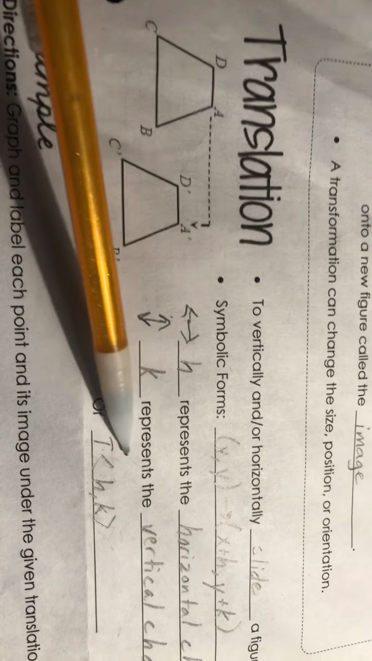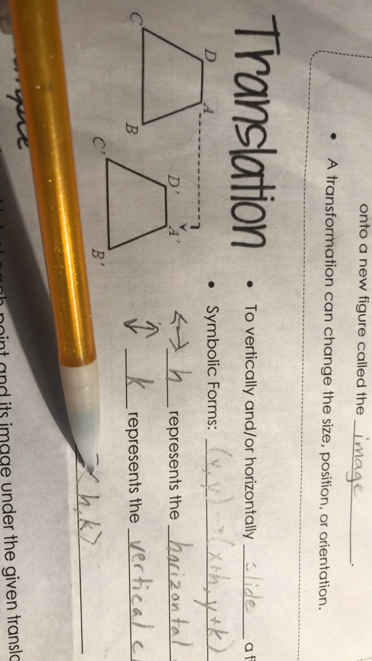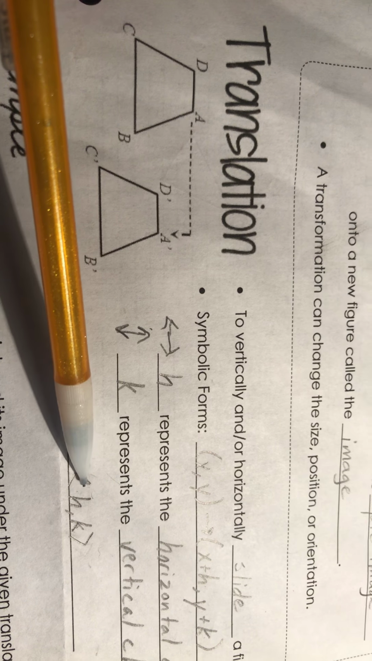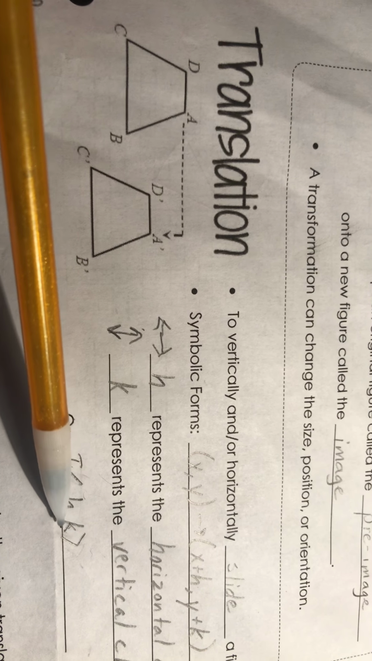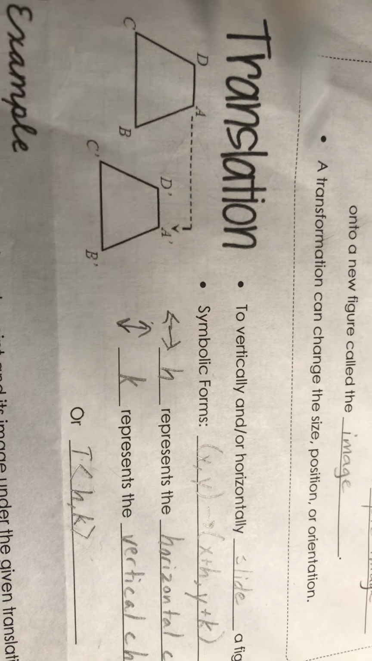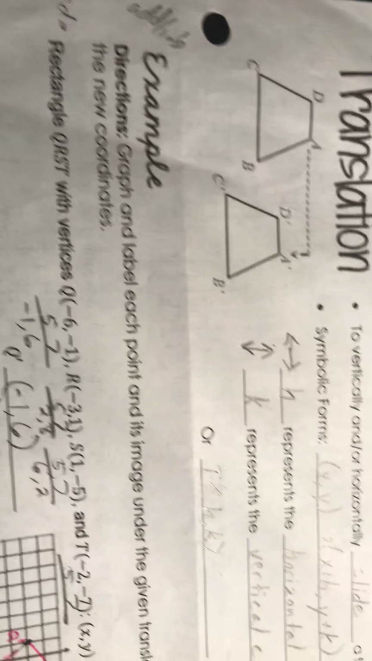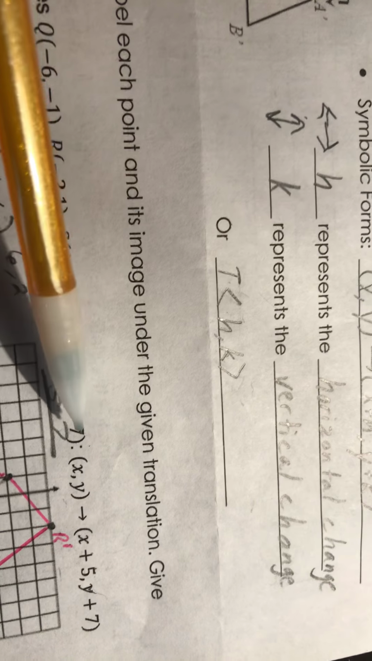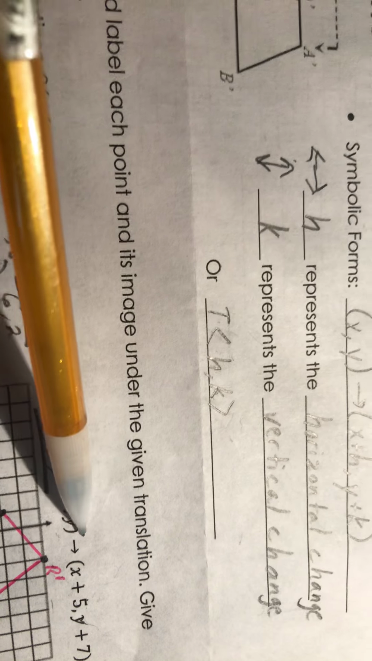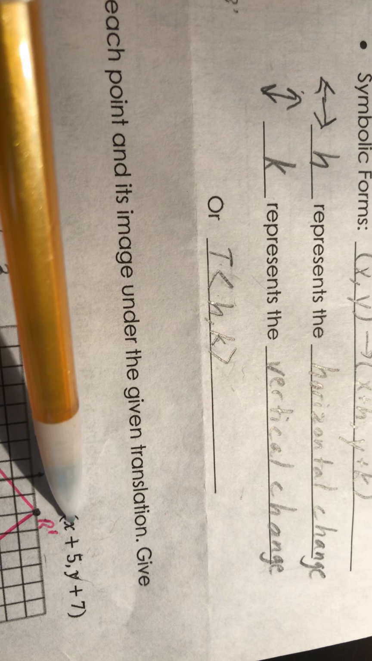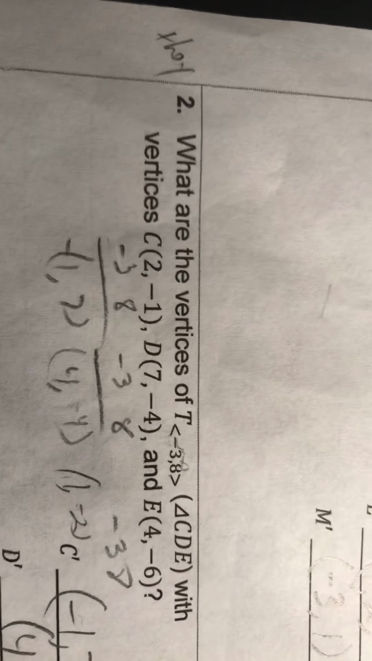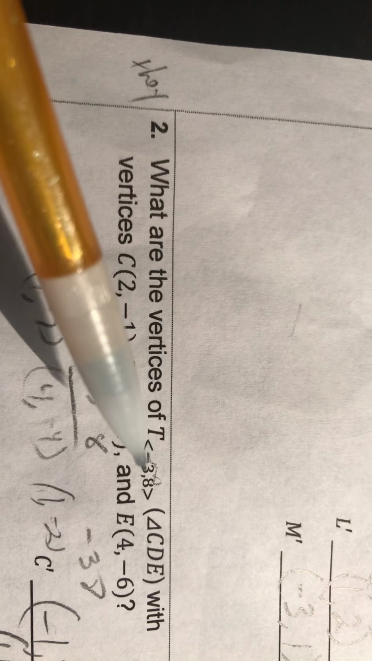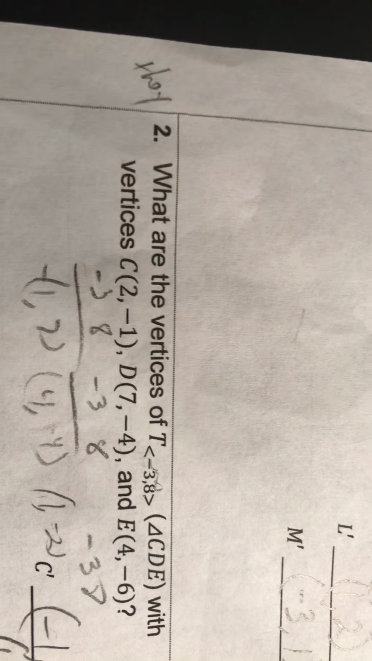Or you might see it like this. Translate, and then it'll even have a number here. Positive will go right, negative will go left. Here, positive will go up, negative will go down. The way it actually looks in a problem, however, will be like this. So for example, this one here is going to be translated 5 to the right and 7 up. The way you might see it is right here. This is translated 3 left and 8 up.